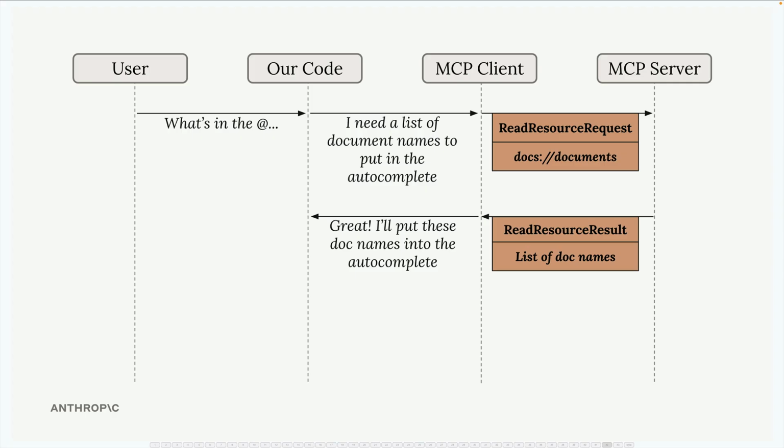So the entire flow that we're going to eventually put together here: whenever a user types in something like "what's in the", and then presumably they're going to put in something right there, as soon as they type in that @ character, we need to display a list of document names to put in the autocomplete. So our code is going to reach out to the MCP client, which in turn is going to send a read resource request off to the MCP server.